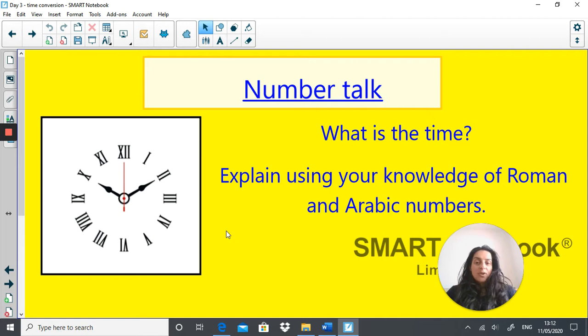So the time on the clock is 10 past 10. And how do I know this? It's because the minute hand, this longer hand, is on the number 2, which is 10 minutes past. And the hour hand has just gone past the X, and X stands for number 10. So the time on this clock, using my knowledge of Arabic and Roman numbers, is 10 past 10. So well done for those of you who got that right. It's a great bit of revision from yesterday.